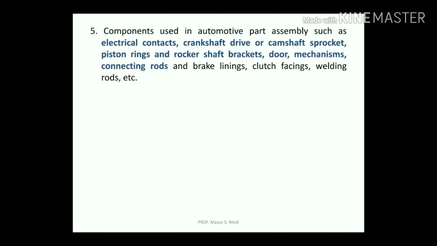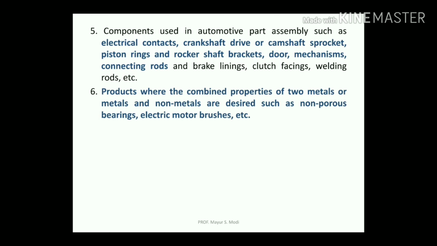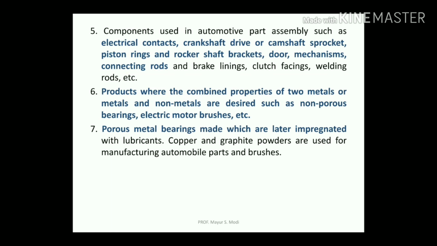Components used in automotive parts assembly such as electrical contacts, crankshaft drive or camshaft sprockets, piston rings and rocker shaft buckets, door mechanisms, connecting rods. Products where the combined properties of two metals or metals and non-metals are desirable, such as non-porous bearings, electric motor brushes, etc. Porous metal bearings are made which are later impregnated with lubricants. Copper and graphite powders are used for manufacturing automobile parts and brushes.